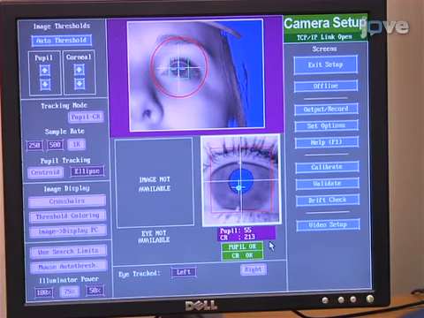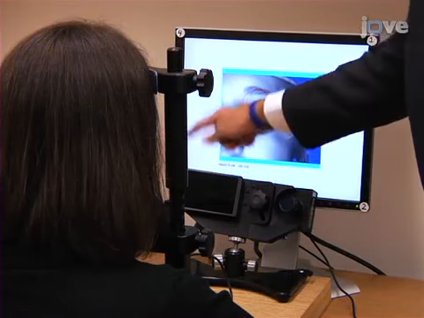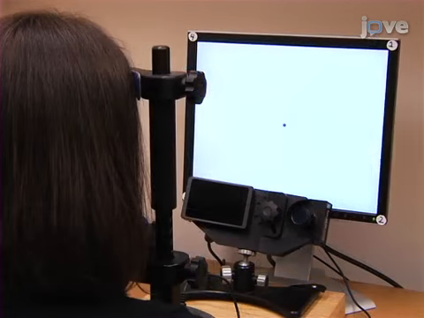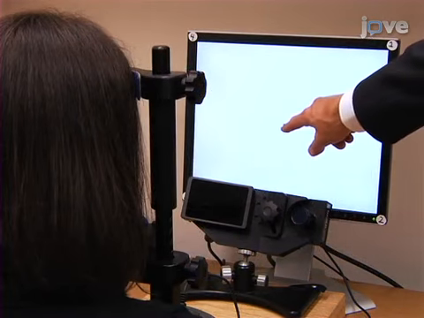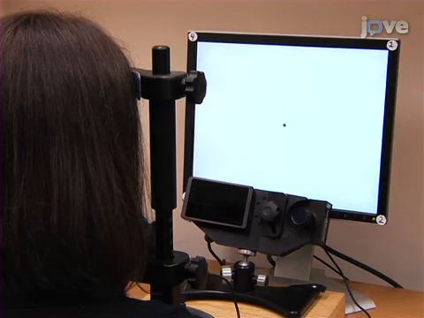Next, instruct the subject to look at each corner of the computer monitor to ensure that the pupil and corneal reflection are being tracked across the entire surface of the display. Prepare for calibration by instructing the subject to fixate upon each dot until it disappears. Tell the subject not to attempt to predict the dot's movements.